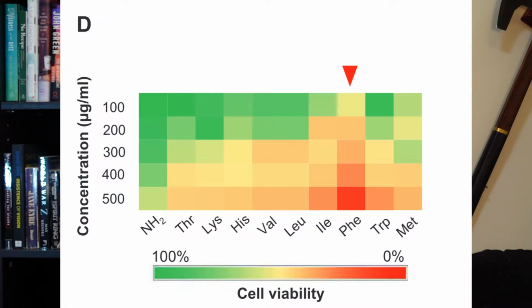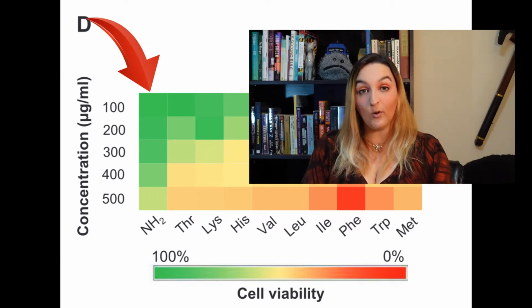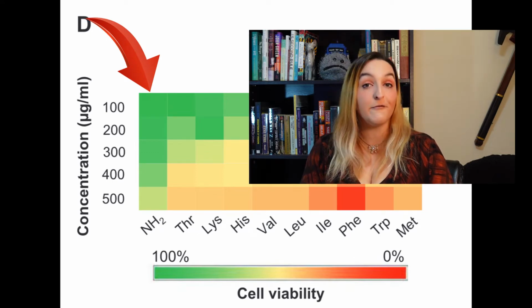On this chart, deep green means that everybody lived, and deep red means that everybody died, with various light greens, yellows, and oranges in between. The one that didn't have any amino acids on it is being used as a sort of method blank.